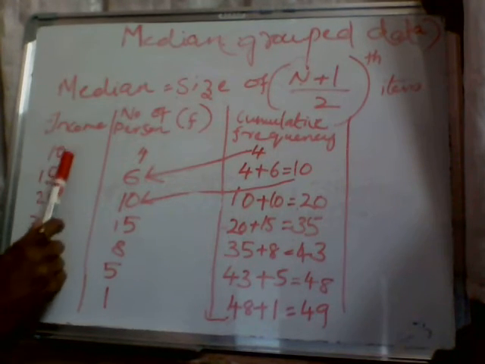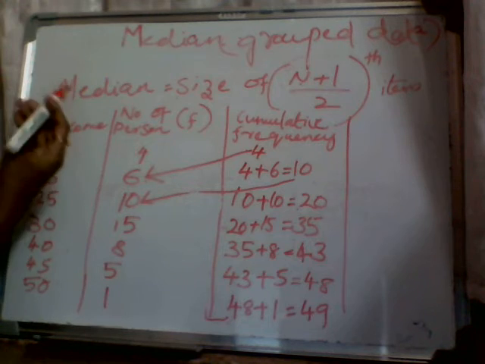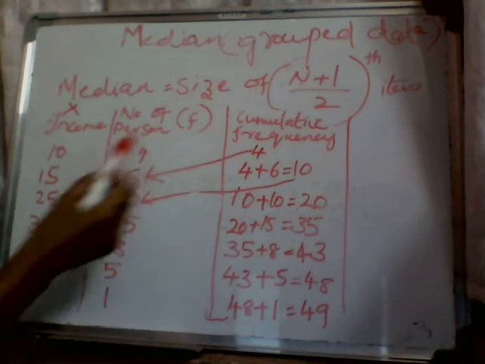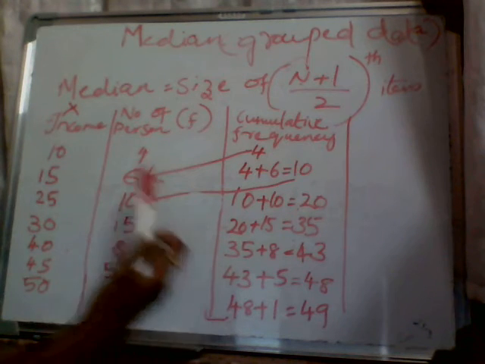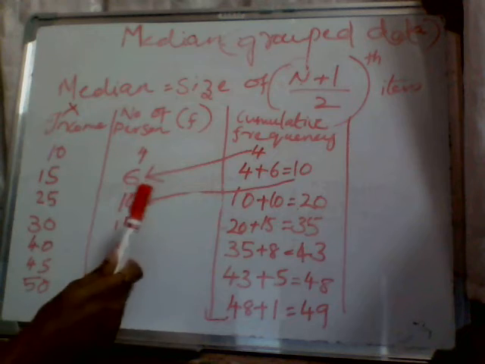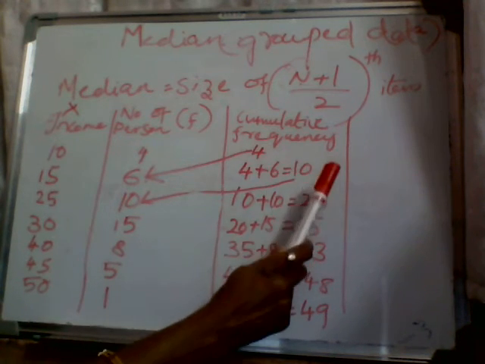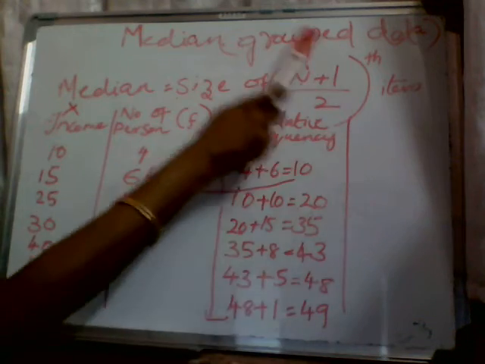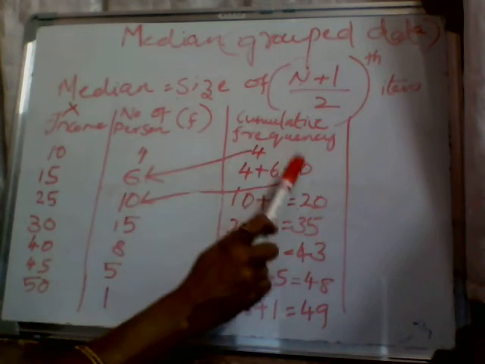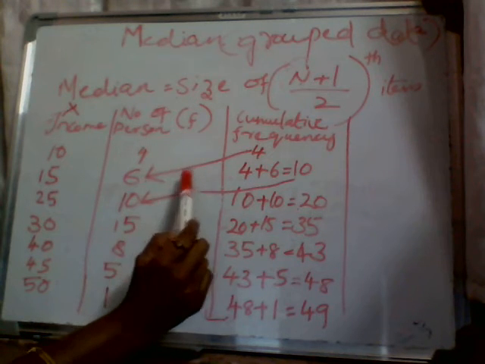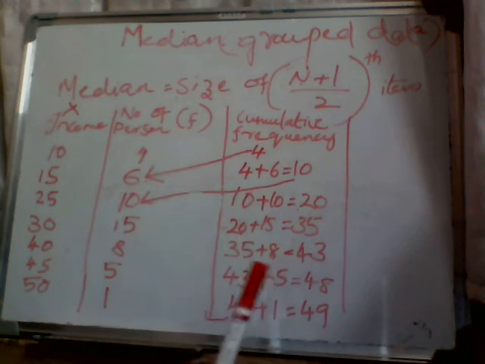This is the income, this one is X, and this is the number of persons, that one is the frequency. Here two columns are there, income and number of persons. Then next we need to find the cumulative frequency. From the frequency we need to find the cumulative frequency.